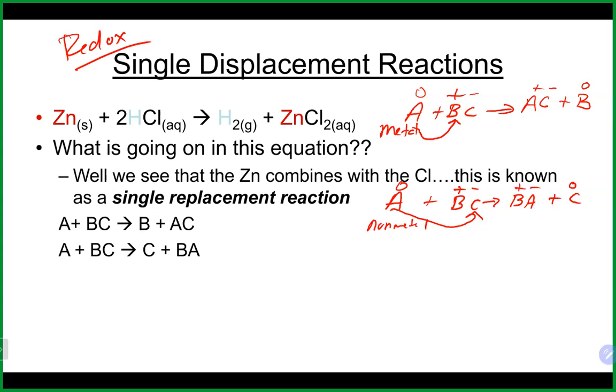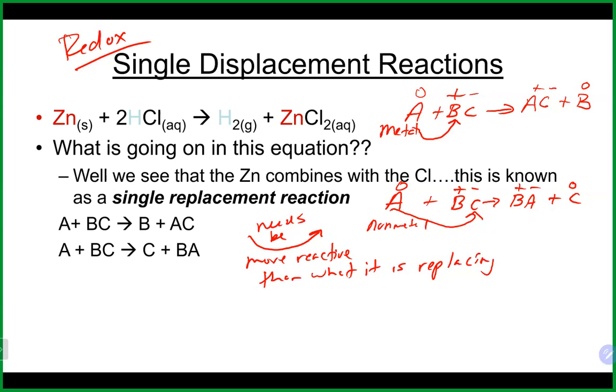In order for this reaction to actually take place, whatever is coming in needs to be more reactive than what is replacing. So whatever is coming in needs to be more reactive than what it is replacing. If it is not more reactive, then that reaction will not take place. So you won't get a reaction.